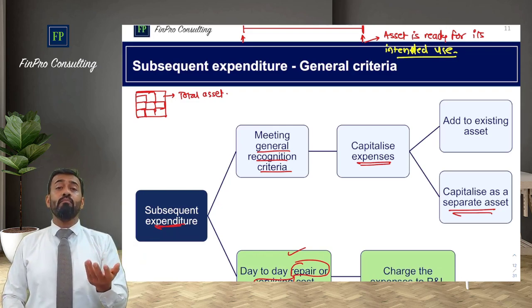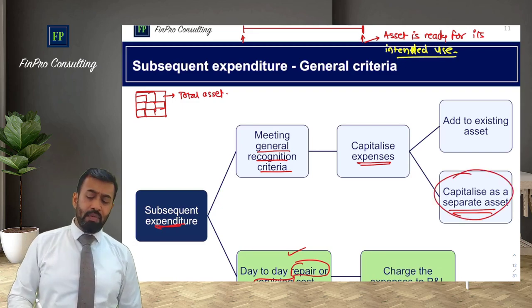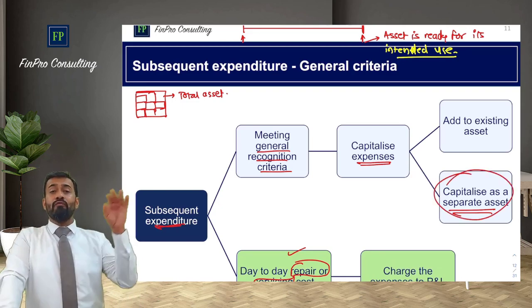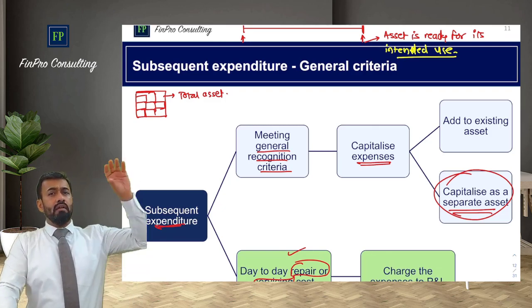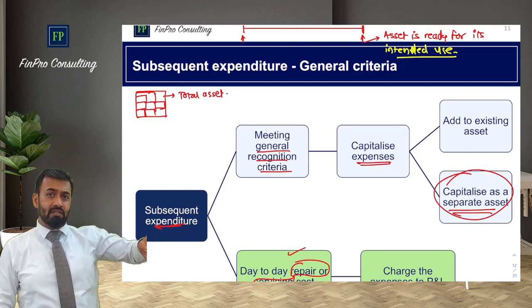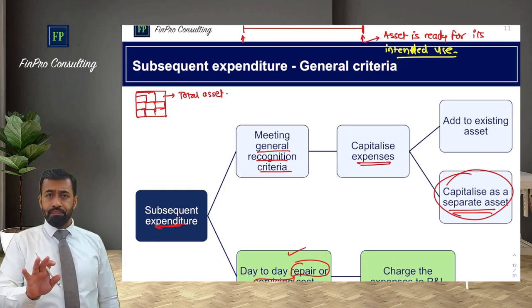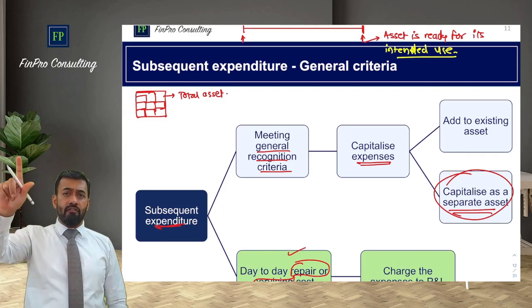We call it as a componentization. You make the componentization. So when you say capitalize it as a separate asset, doesn't mean that you have to showcase in FAR as a separate asset. You will not show that engine of aircraft as one asset, interior as a second asset, landing gears as third asset, and so on and so forth. No. There will be a single asset in the FAR, aircraft.